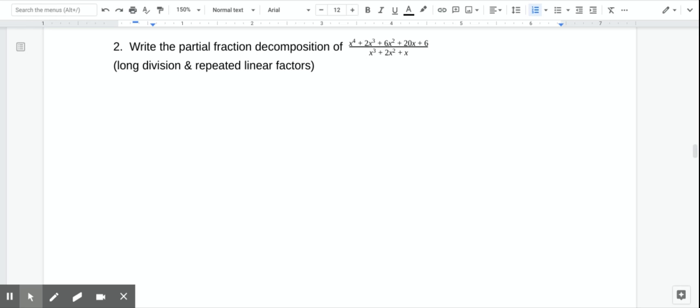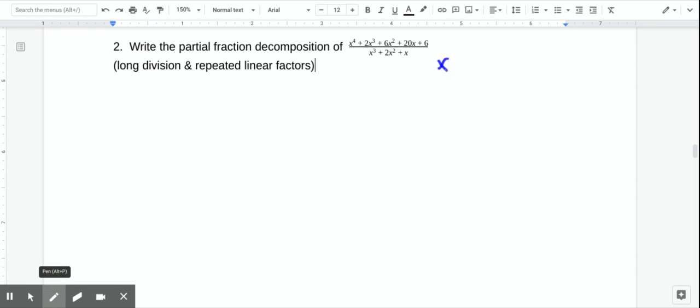For this next problem, we have a situation that we haven't dealt with yet. The issue here is that notice the numerator has degree 4 and the denominator has degree 3. So this is improper. When you have an improper one, you have to start with long division. So you're going to do this. You're actually going to divide this using long division.